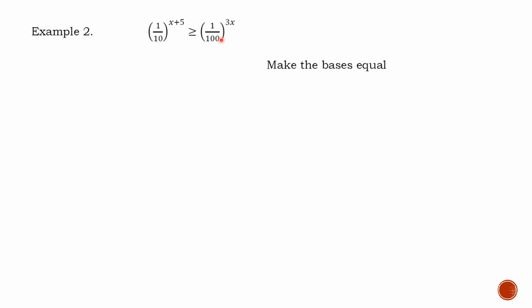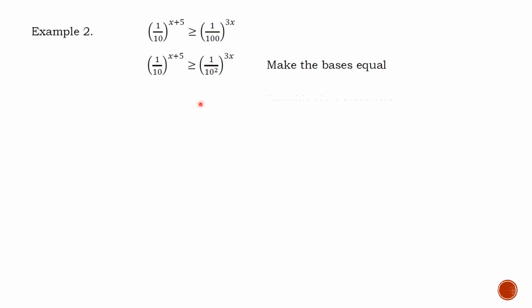So, kailangan yung 1 over 100, dapat yung denominator nito, ang base niya ay dapat maging 10. So, ito yan. 1 over 10 raised to x plus 5 is greater than or equal to 1 over 10 squared raised to 3x. We all know that 10 squared is equal to 100. Why? Kasi ang exponent, it will determine how many times the base will occur, and then the operation is multiplication. So, 10 times 10, that is 100.